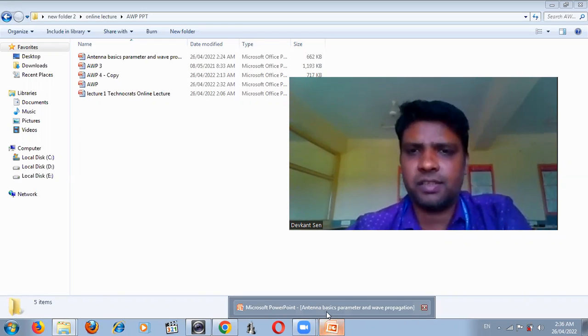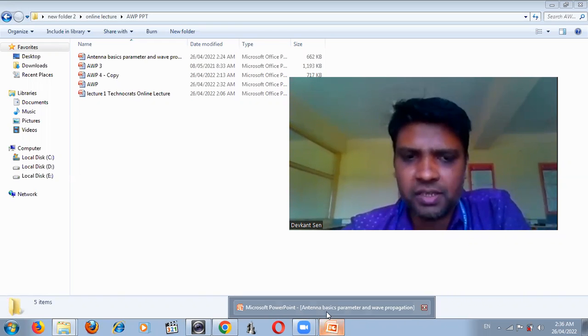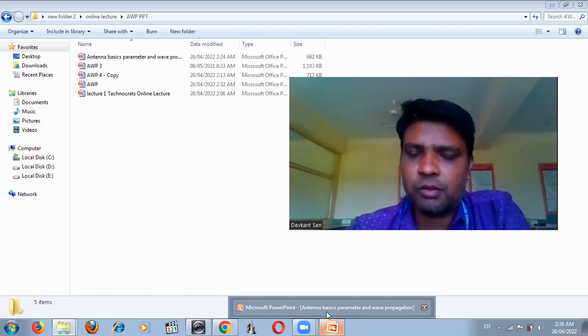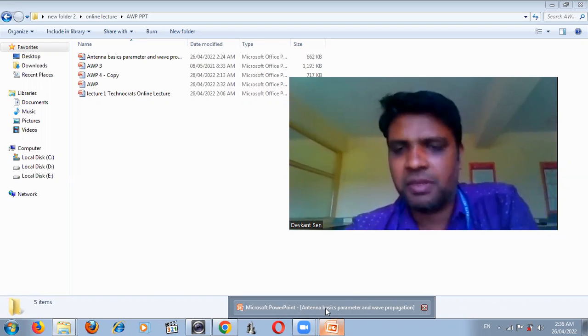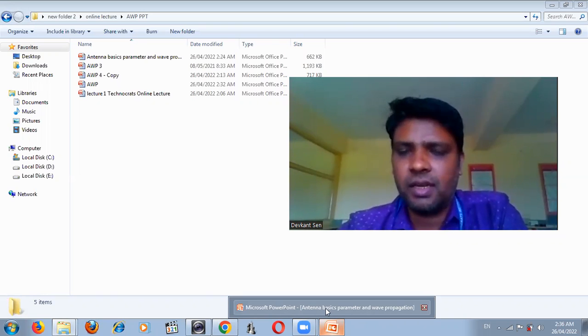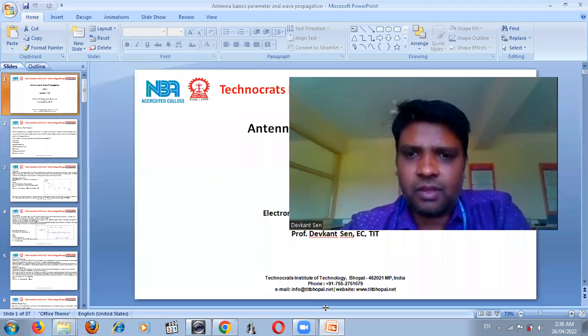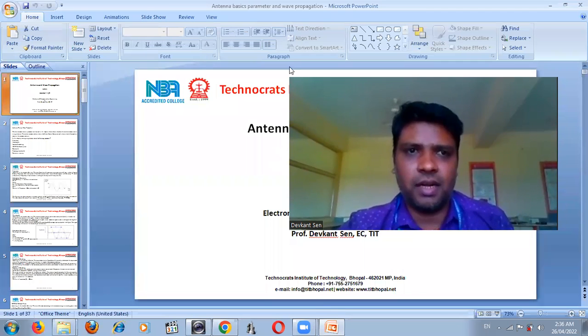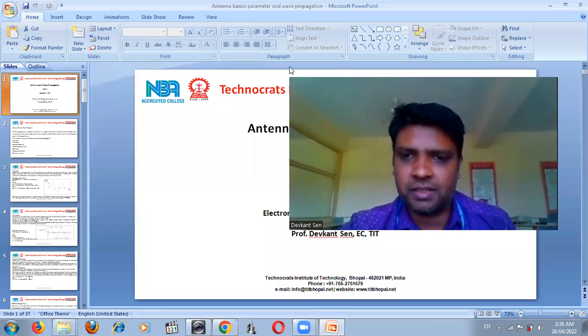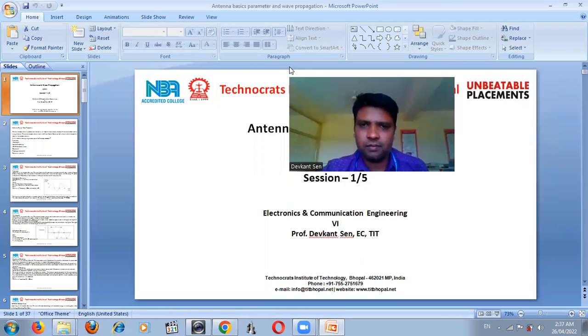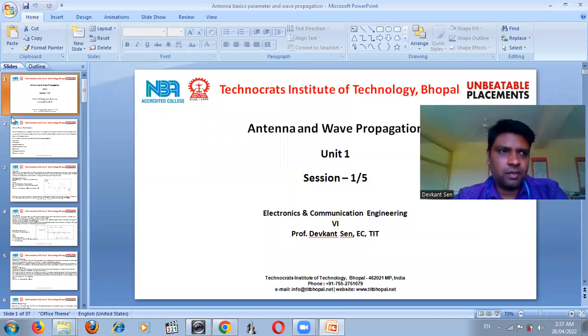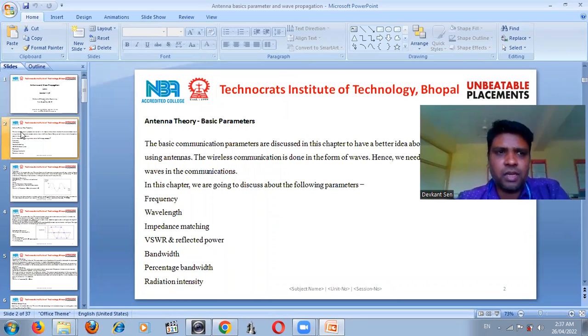Today, I will discuss the antenna and wave propagation. There are 2 points: antenna and wave propagation, basic parameters of antenna and wave propagation, and wave propagation theory of antenna. First of all, I share a slide: antenna and wave propagation. First of all, let us introduce the antenna theory and basic parameters.